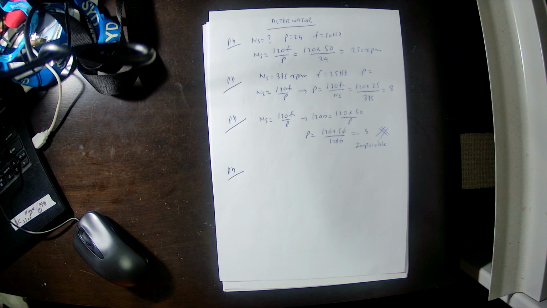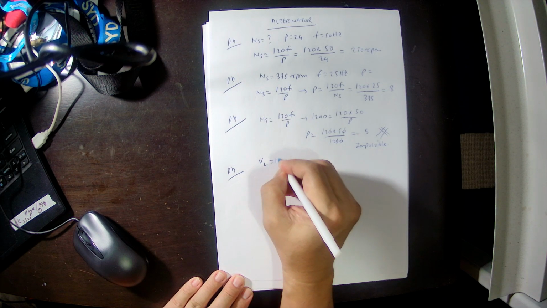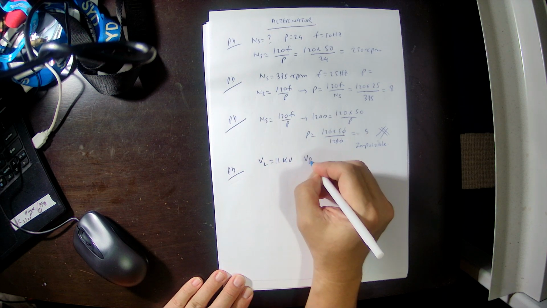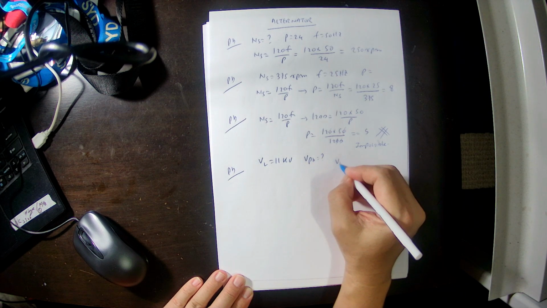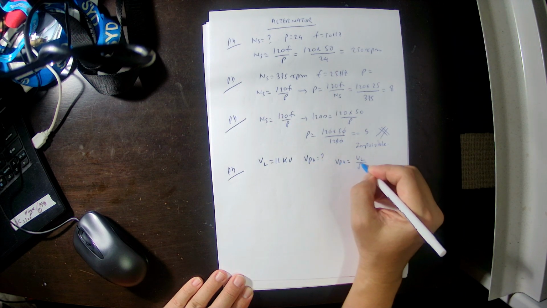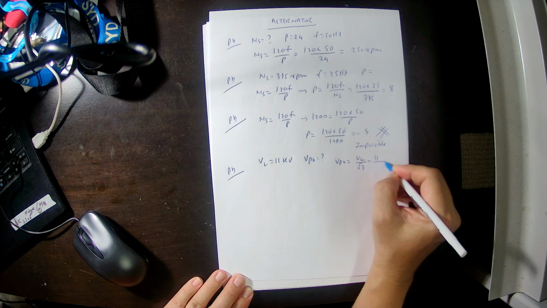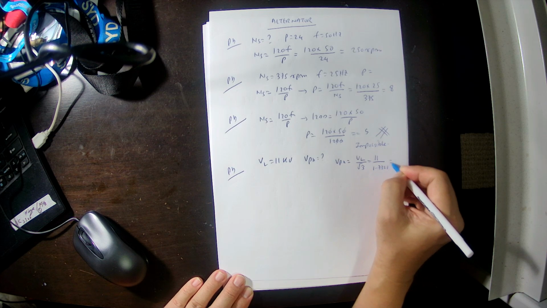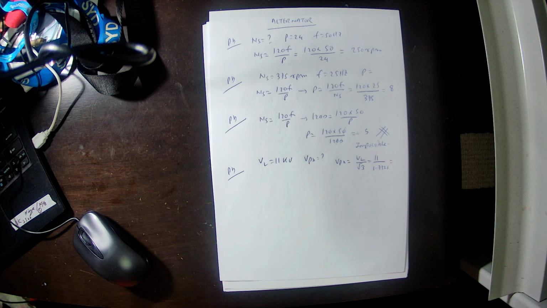The next one: a 3-phase star connected 50 Hz alternator to be used as emergency supply. Output line voltage 11 kV. What voltage must be generated in each phase? So the line voltage is star connected, so the line voltage is 11 kV. We need to calculate phase voltage. So phase voltage equal to line voltage divided by √3. So 11 kV divided by 1.7321. So you got 6.35 kV.